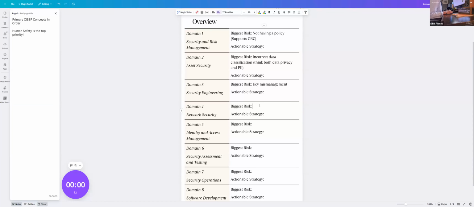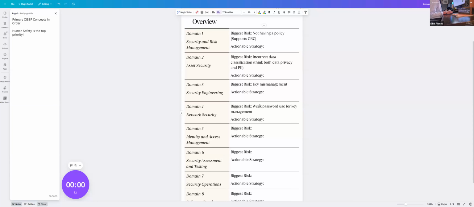For domain four, the biggest risk, when we know this, I put down weak password use for key management. But you know what? We can X this out. Do I have a strike through? We do have a strike through.